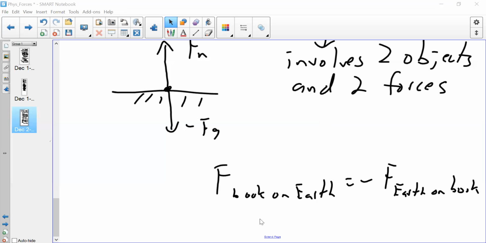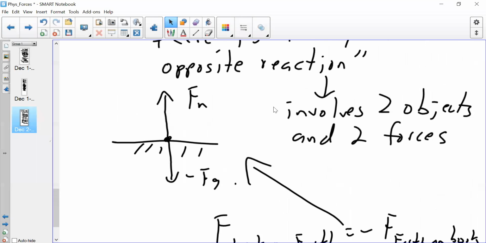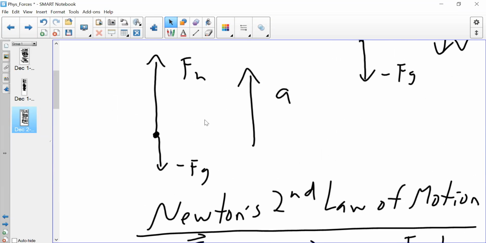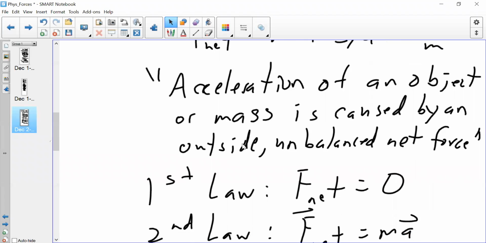So yeah, this is what's going on here. Force of book on Earth is equal and opposite force of Earth on book. So again, we've answered number 28 accurately. This would be the accurate free body diagram there. This is the system of two objects, hand and, well, mass. And the subscripts, these are the agents: FH for force of hand, FG for force of gravity, negative because it's going downward.